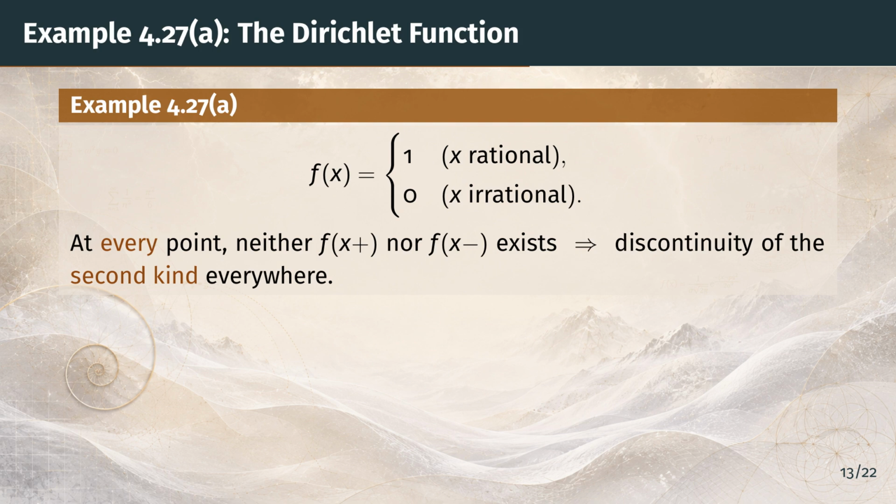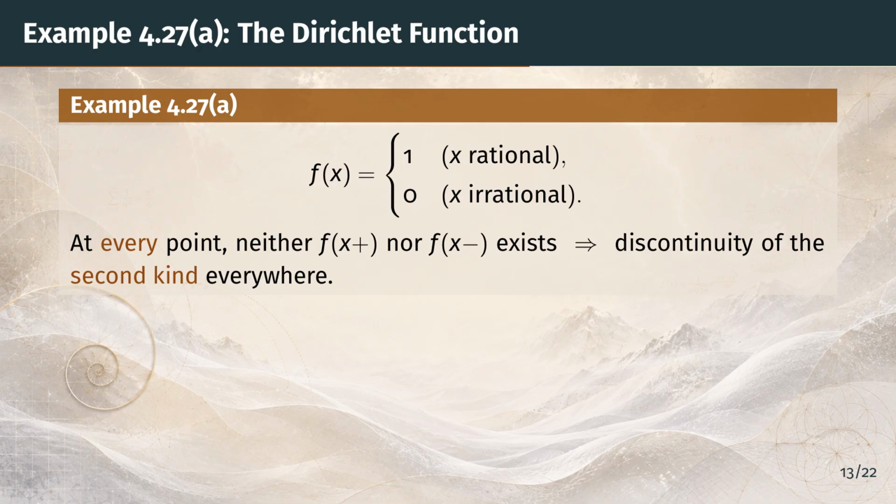Our first example is the famous Dirichlet function. It equals 1 at every rational number, and 0 at every irrational number. Now ask for a one-sided limit at any point. As we approach from the right, we keep hitting both rationals and irrationals arbitrarily close together, so the values keep bouncing between 1 and 0 and never settle. That means f of x plus simply does not exist, and the same goes for f of x minus.